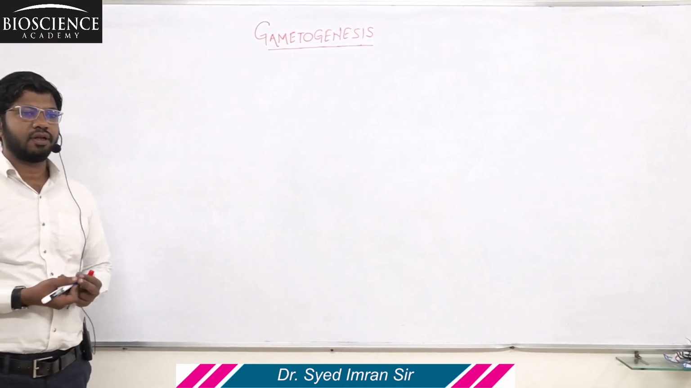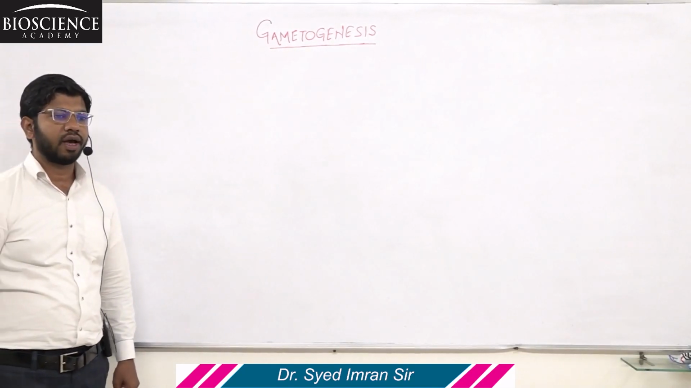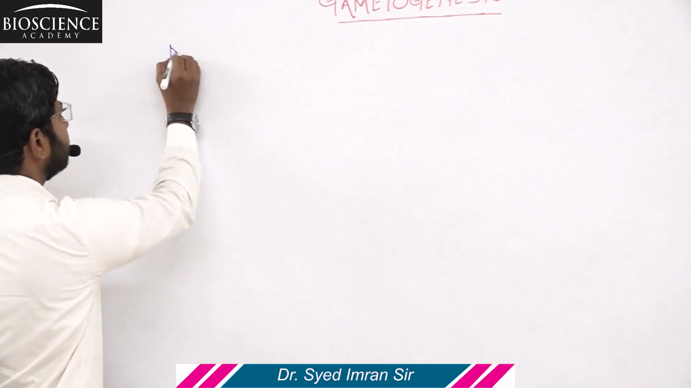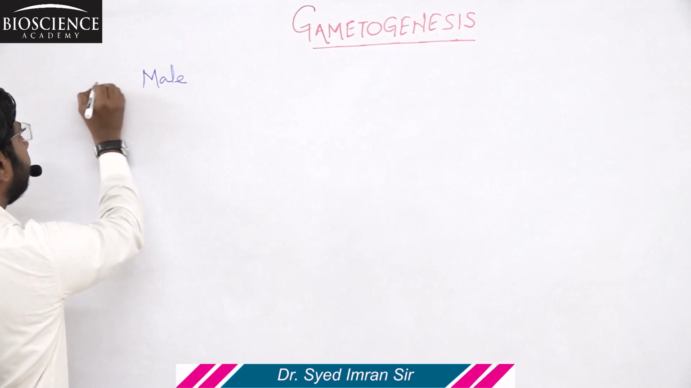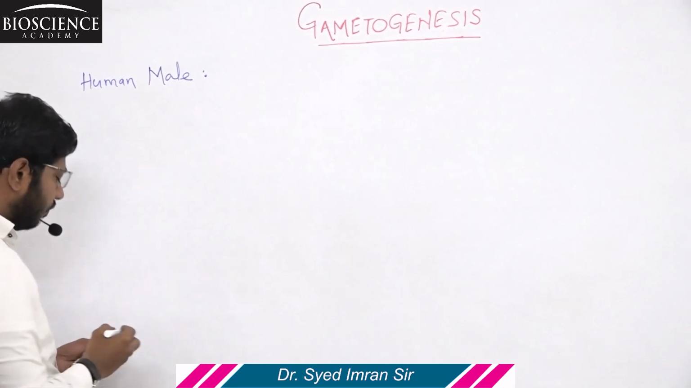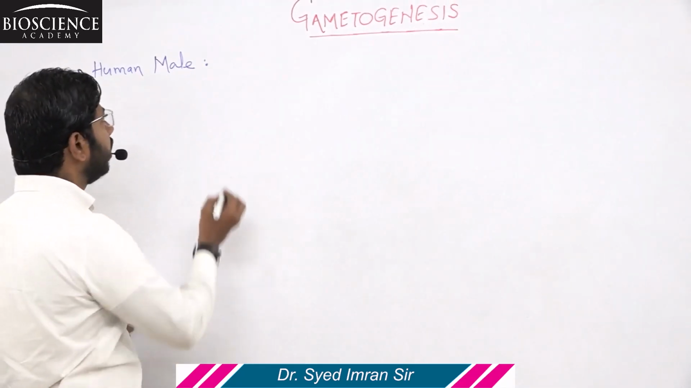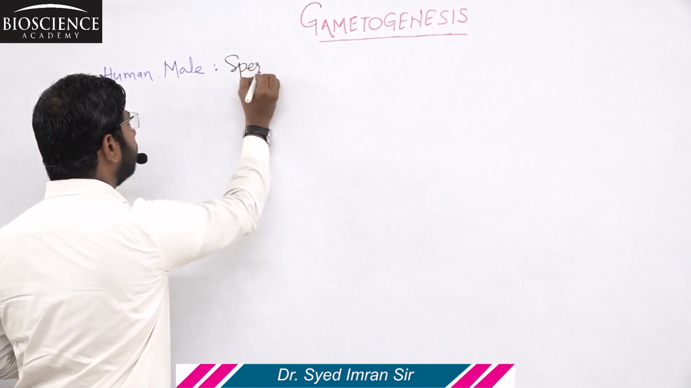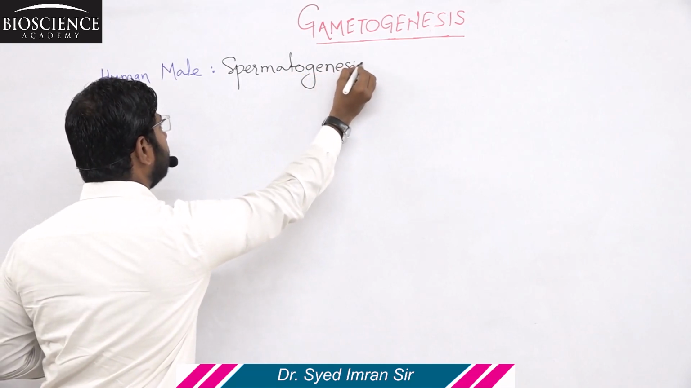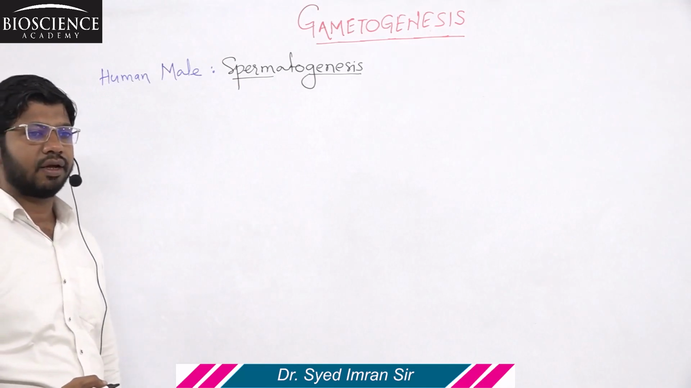The first step in the process of sexual reproduction is the formation of gametes. Formation of gametes is called gametogenesis. In the human male, the gamete is the sperm. Therefore, the process of formation of sperm cells in the human male is called spermatogenesis. Genesis means formation and sperm means the male gamete.